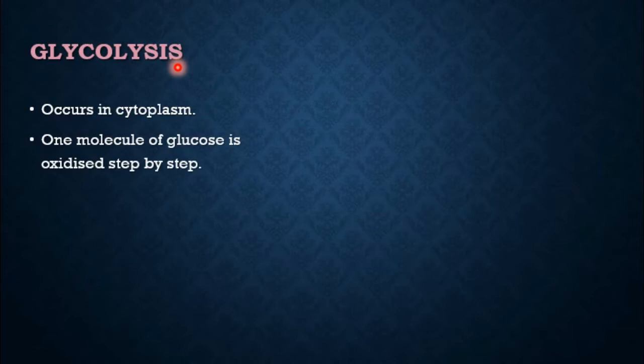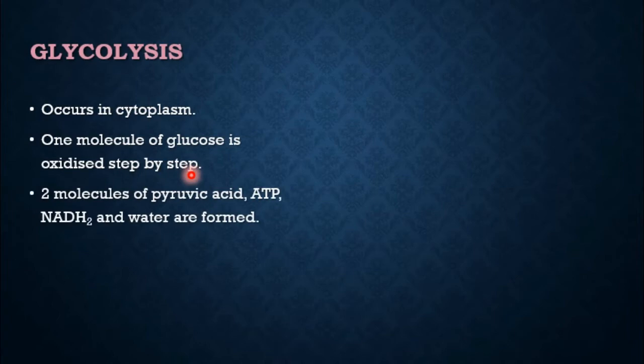The first process in cellular respiration is glycolysis. What is meant by glycolysis? The word glyco means glucose and lysis means breaking down. So we have to understand that glucose is going to get broken down. This process occurs in the cytoplasm. One molecule of glucose is oxidized step by step. As a result, we obtain two molecules of pyruvic acid, ATP, NADH2 and water.